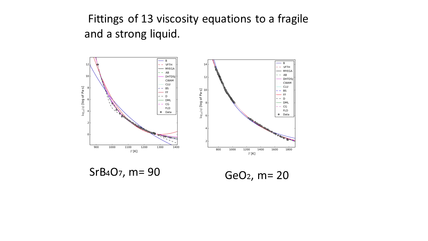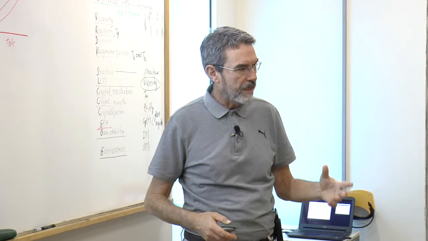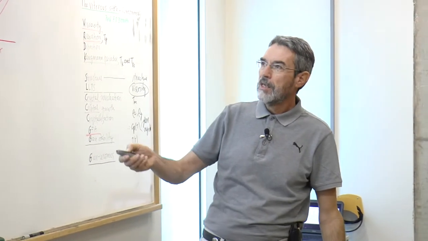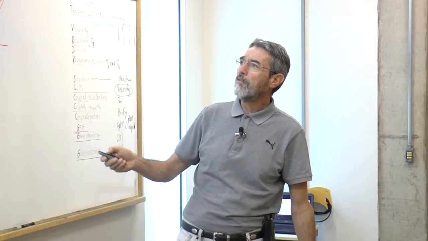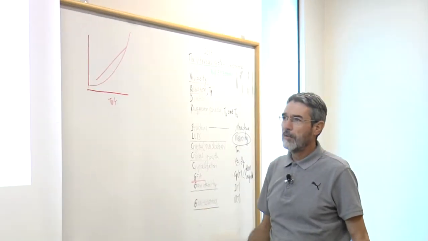But once the viscosity starts to change a lot for fragile liquids, some of the equations are much better than others. This is just an overall picture. We have done this for different fragilities, different classes, but this gives the major difference. So, effects of composition. There are strong and fragile liquids.